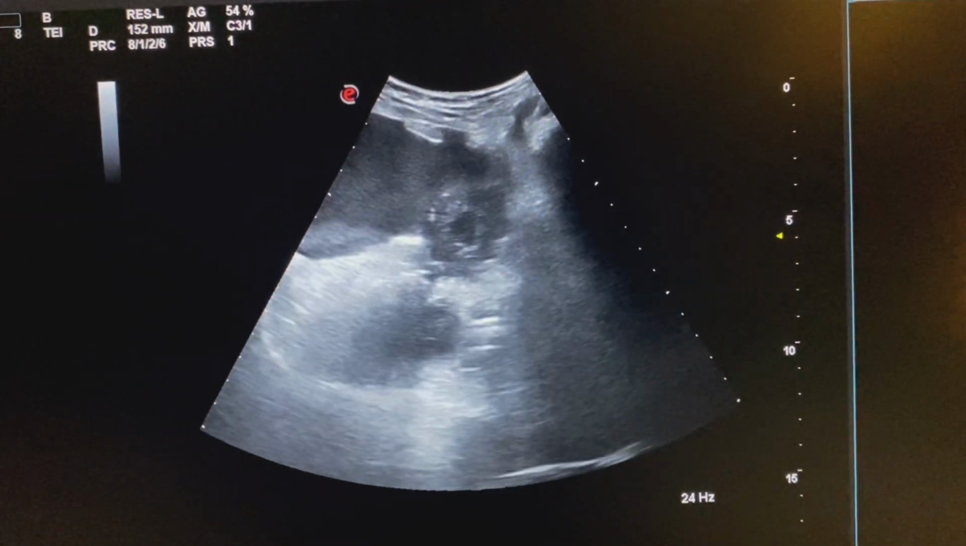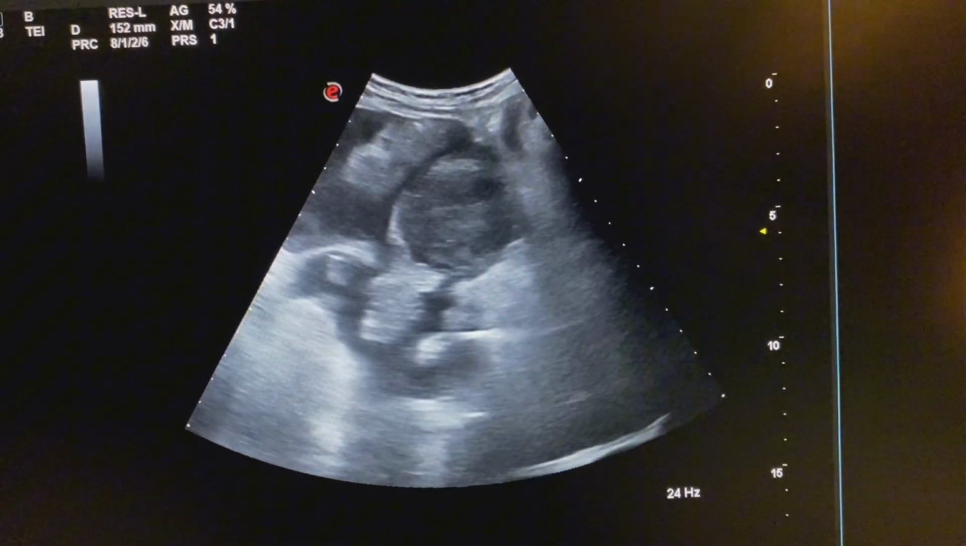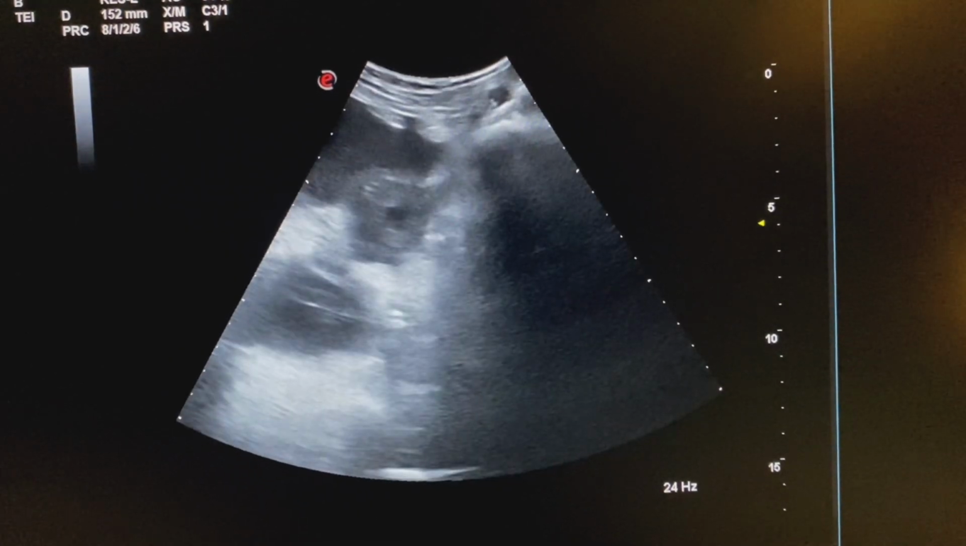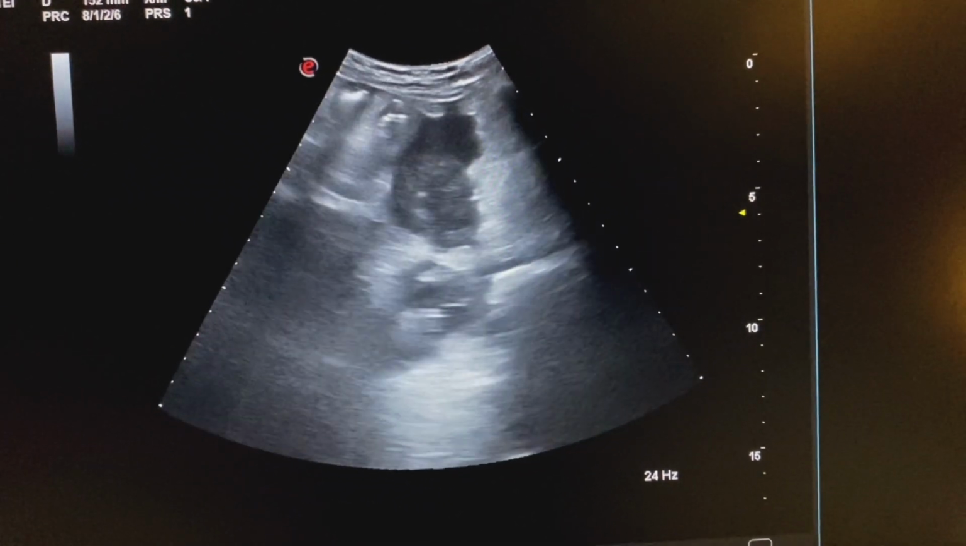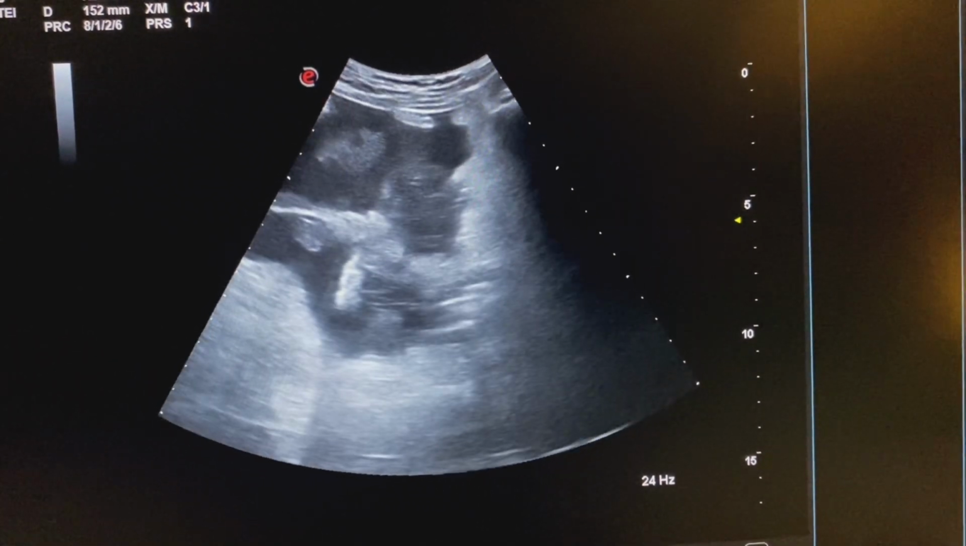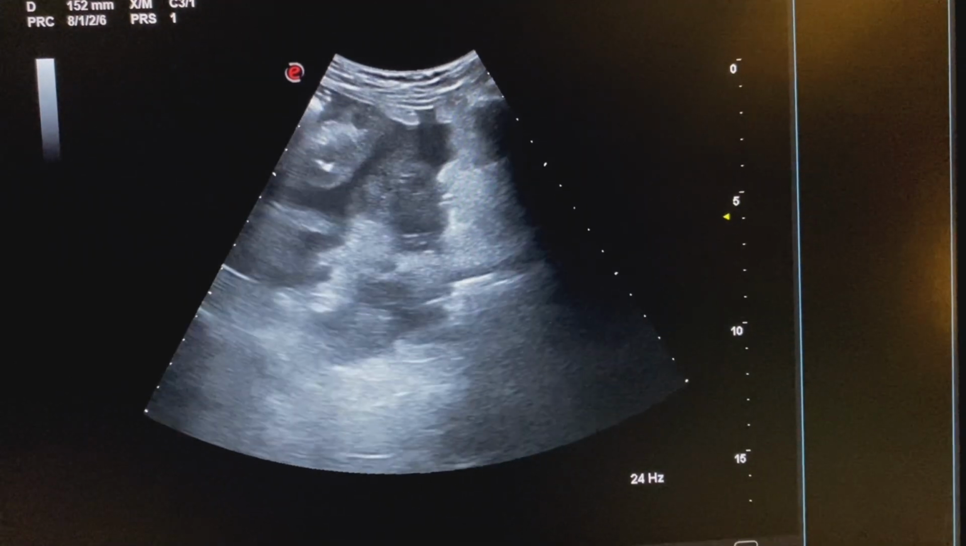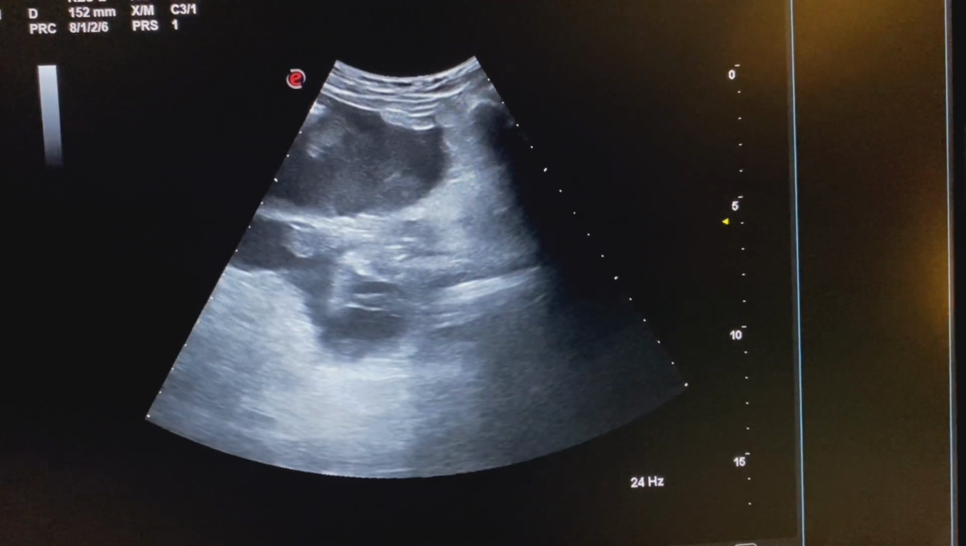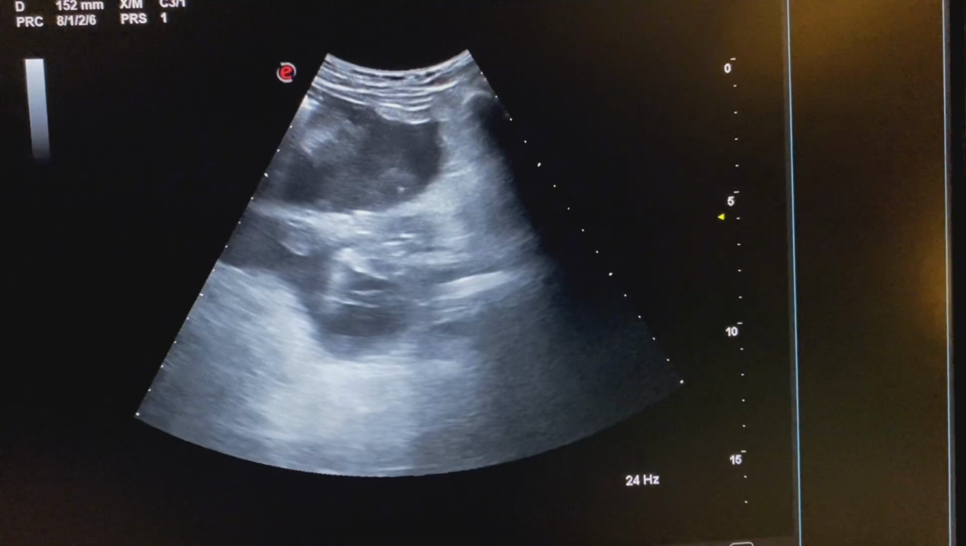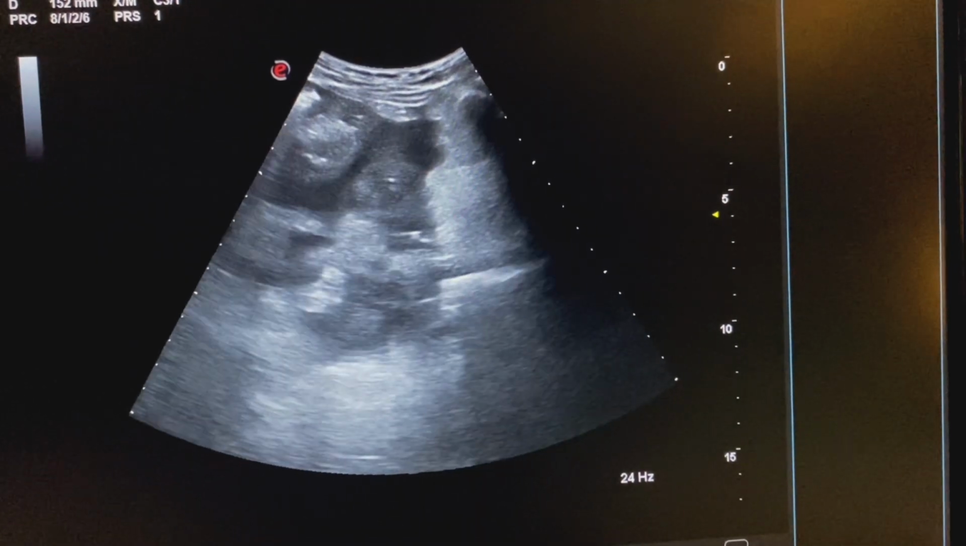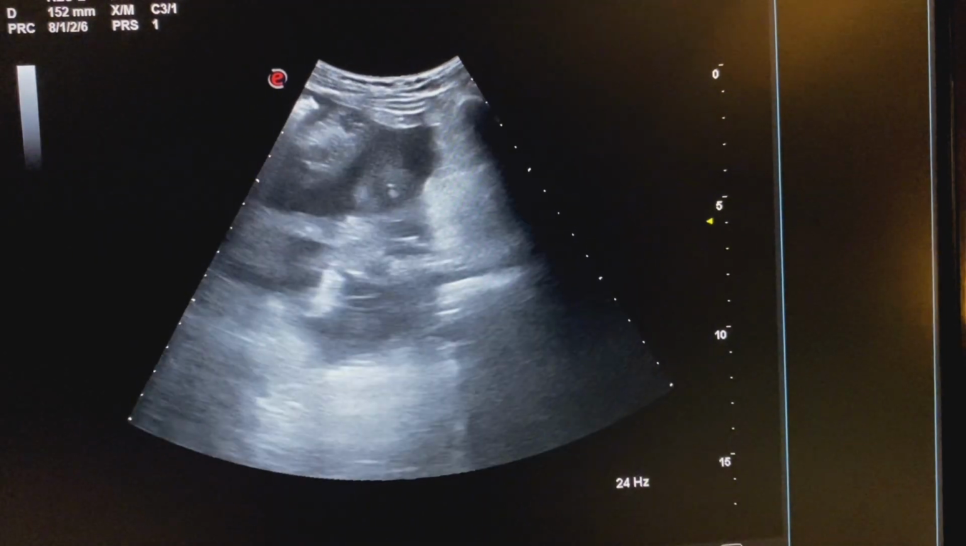The uterus of the patient is absent as the patient has a history of hysterectomy, or removal of the uterus. The left ovary is not visualized due to gases and an empty bladder.